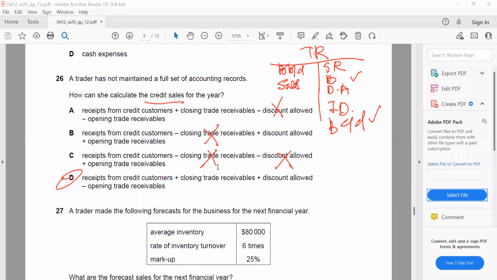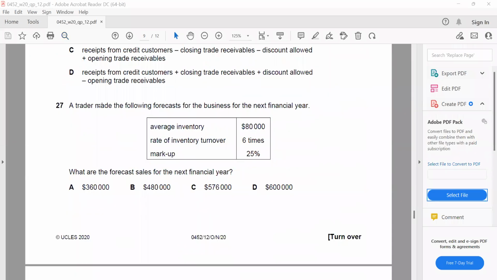Question 27. A trader makes the following forecast for the business for the next financial year. Average inventory, rate of inventory turnover 6 times, markup 25%. So markup is the gross profit over cost of sales. So what was the forecast sales for the next financial year?